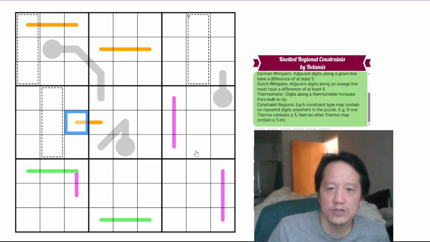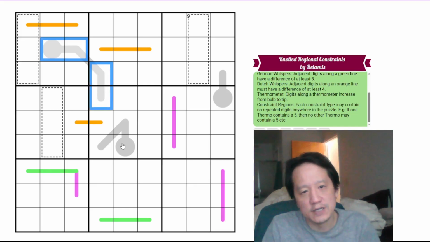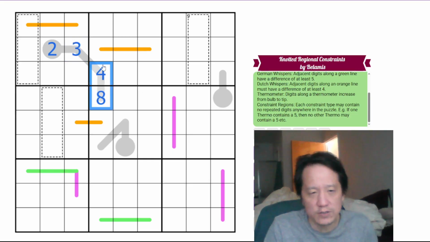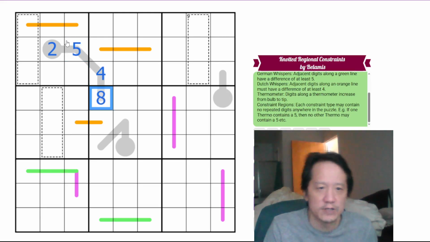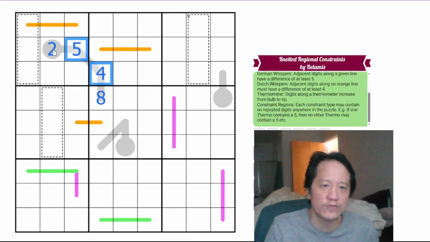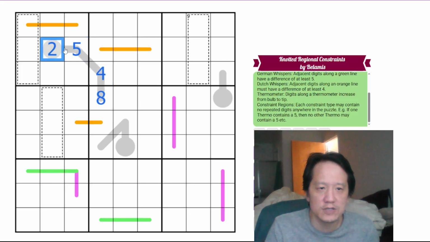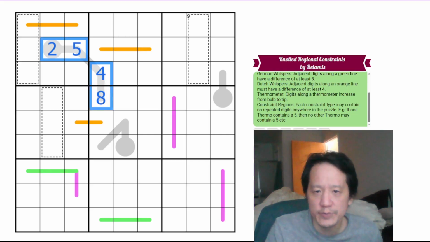For thermometers, digits along a thermometer increase from the bulb to the tip. So as an example, we could have something like 2, 3, 4, 8. What we could not have is something like 2, 5, 4, 8, because it's decreasing from the 5 to the 4, and we must be continuously increasing from the bulb to the tip.